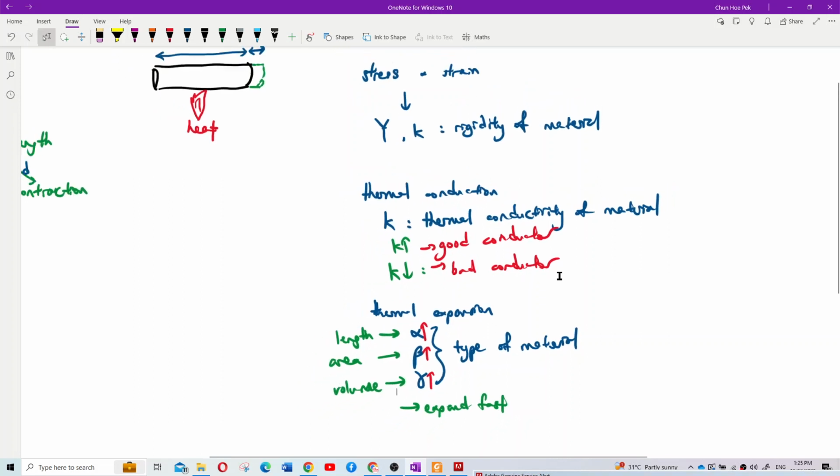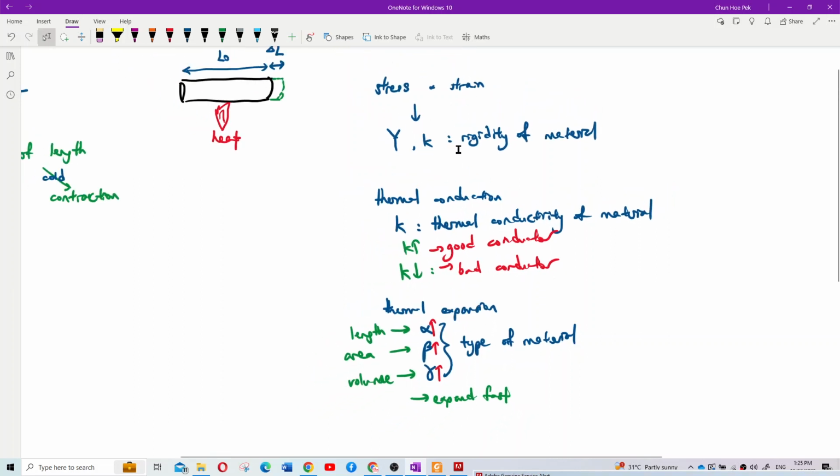So you see, all these quantities, Young modulus, force constant, thermal conductivity, and all these alpha, beta, gamma, are actually called coefficients. I write again, this one is all coefficient of thermal expansion. So all these quantities depend on the type of material.